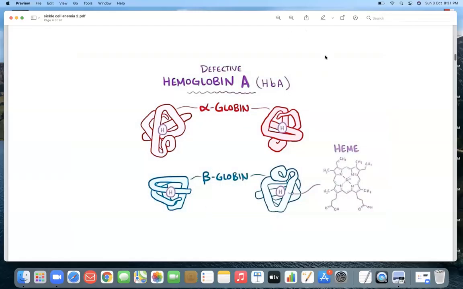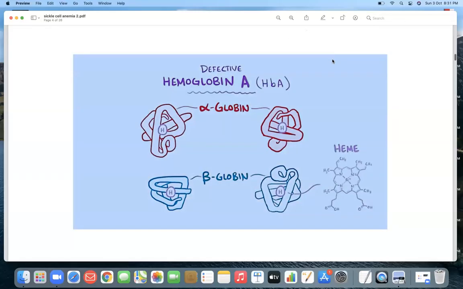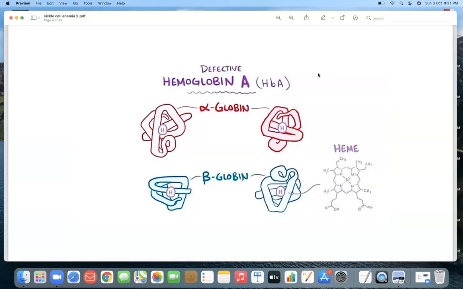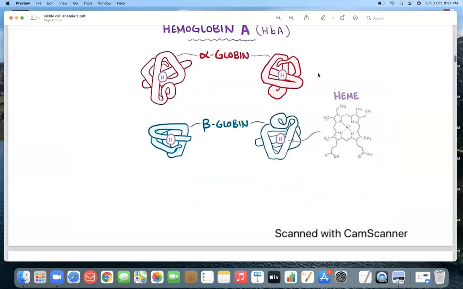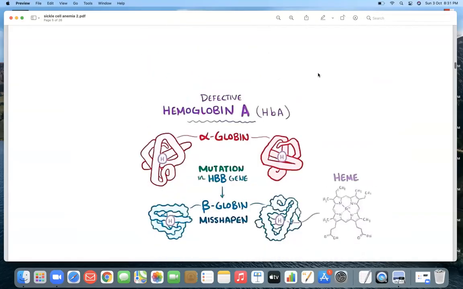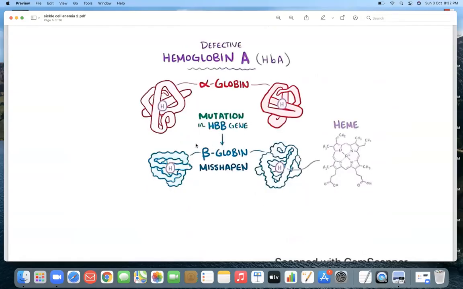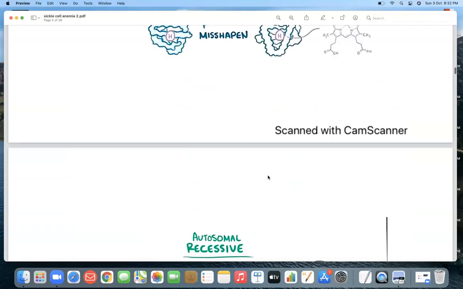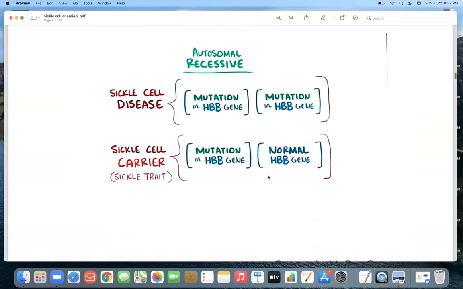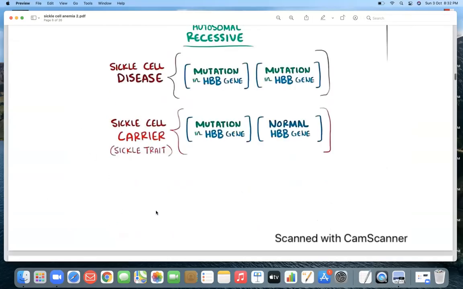Okay. What happens? Always remember valine. Valine replaces glutamic acid here in the beta globins. So a mutation in the HBB gene produces the defective beta hemoglobin, and it gives a defective shape to it, which makes it sickle. The inheritance is autosomal recessive. You will have sickle cell disease and sickle cell trait.